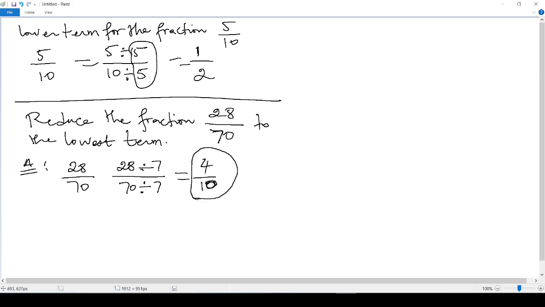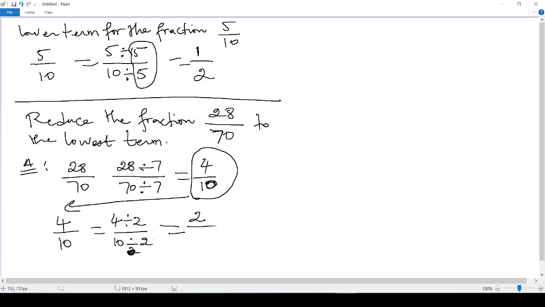So let's see, 4 and 10, can we reduce? Meaning, do we have a common factor for these two numbers? And the answer is yes. And what is the common factor? Let's rewrite this here, 4 over 10. And the common factor is 2. We can divide 4 by 2, and we can divide 10 by 2. And we have 4 divided by 2 is 2, 10 divided by 2 is 5.